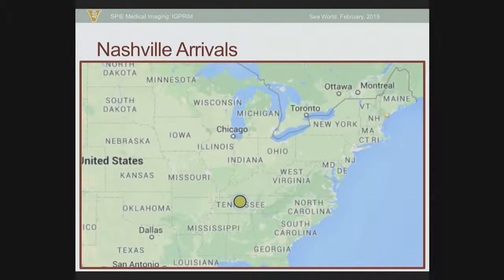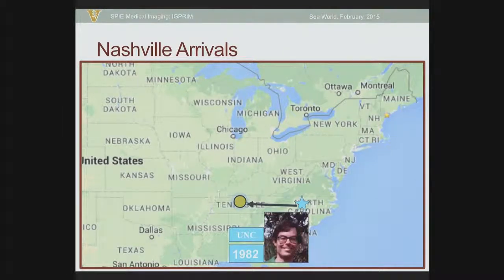Well, let's go back further. 1982. There's Vanderbilt in the middle of Tennessee. And here I come from the University of North Carolina. Steve Pizer was my mentor. I came to work on 2D registration problems in X-ray angiography.